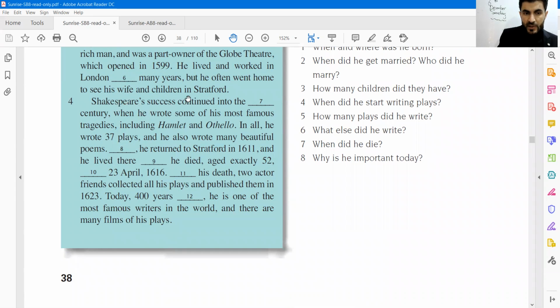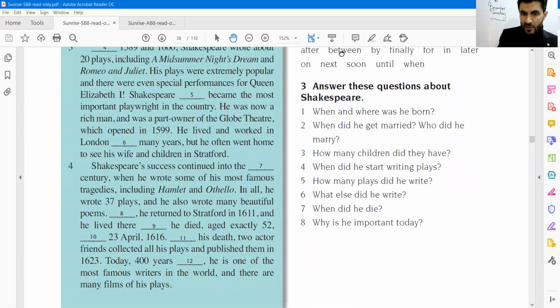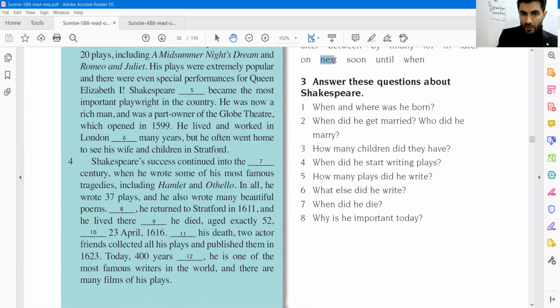While Shakespeare's success continued into the next century, when he wrote some of his most famous tragedies, including Hamlet and Othello. In all, he wrote 37 plays. He also wrote many beautiful poems.